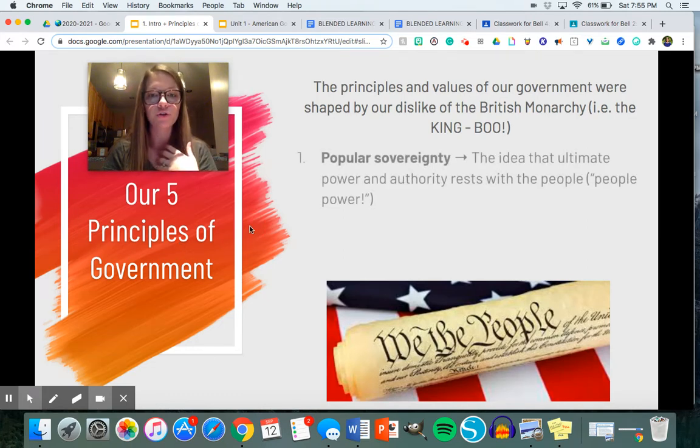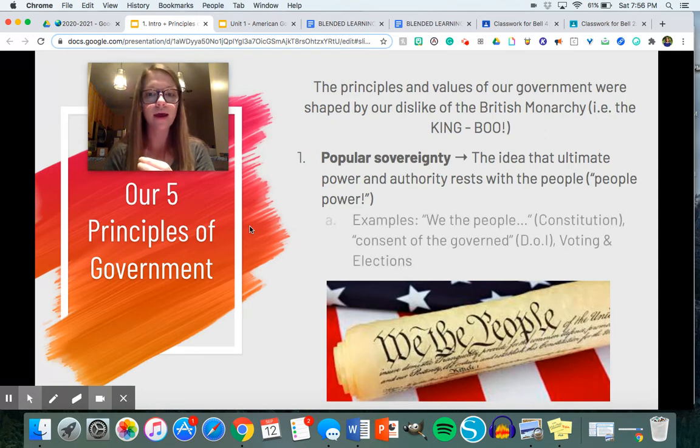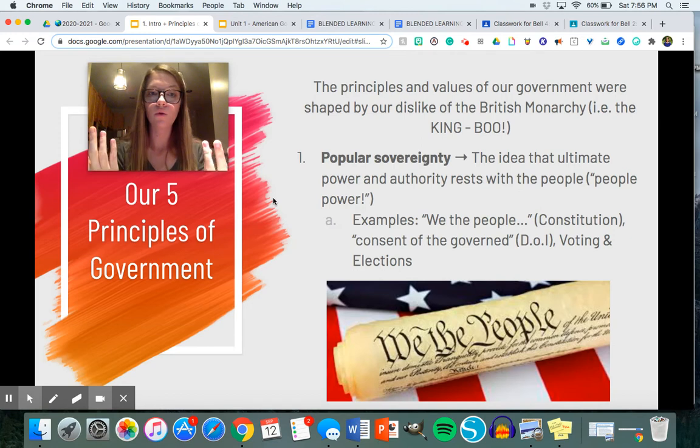So, our very first principle of government is popular sovereignty. Popular sovereignty is really the idea that the ultimate power, the ultimate authority in our government, who has the say, is the people. People power. Okay, that is how I want you to remember popular sovereignty. The government wouldn't have any power to do anything if it weren't for the people. Okay, and again, this was a reaction to the king where we really didn't have any say. We didn't give our consent for a lot of those issues that led us to rebel.